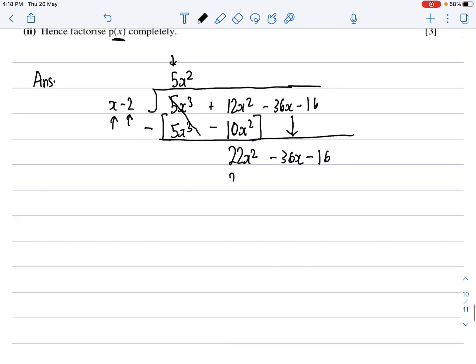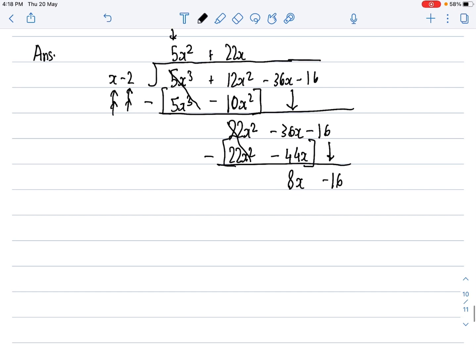Now I need a 22x square here. So what should I multiply x with? I can simply multiply it by 22x. Now minus 2 will also be multiplied by 22x to give me minus 44x. When negative is multiplied, this will get cancelled, and I'll get minus 36 plus 44, which gives me 8x.